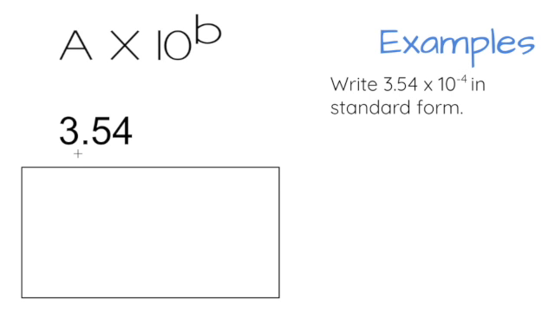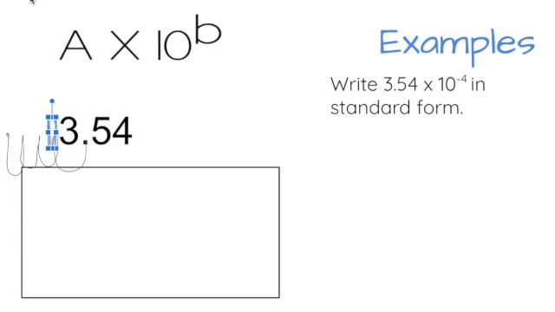Because it is a negative number, we're going to make this a smaller number, which means we are going to bounce our decimal to the left. And we're going to bounce it 4 times because our exponent is 4. So we bounce 1, 2, 3, 4. And then we add our zeros in.